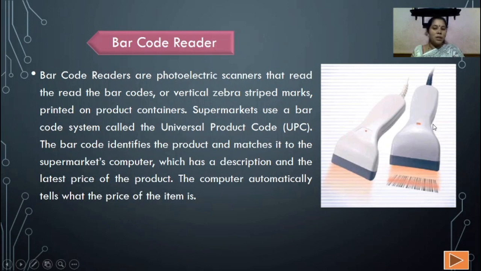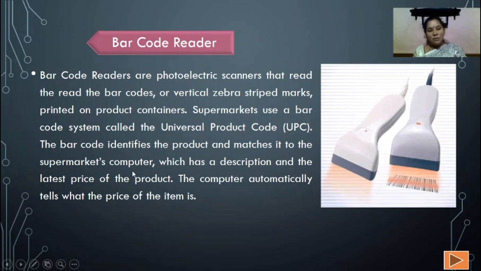So this device is called the barcode reader, and you can see a light which is passing through. This is a photoelectric light which identifies these barcodes on their stickers. There would be a sticker on your product and there would be some black lines. So what does that black line indicate? That black line indicates the code of that particular object. And what is that code called? Universal Product Code, UPC. So the barcode identifies the product and matches it to the supermarket's computer.